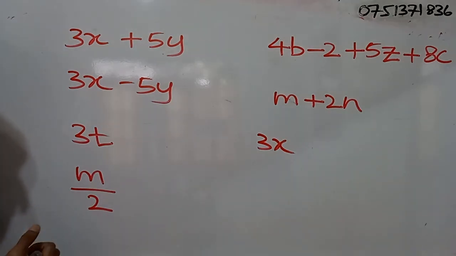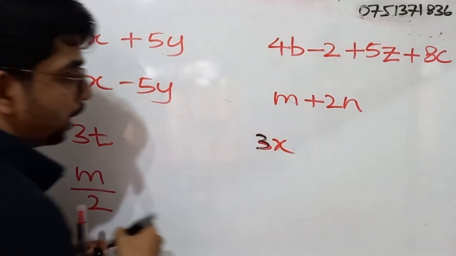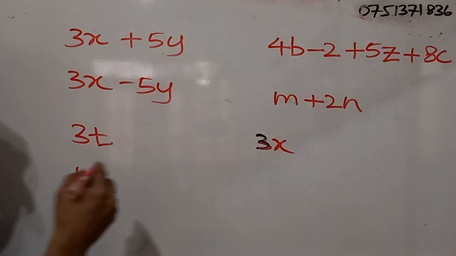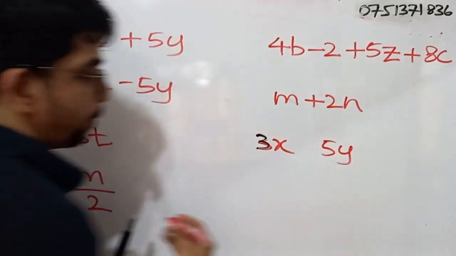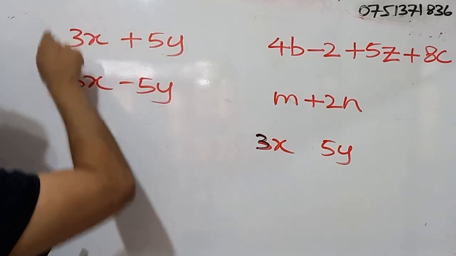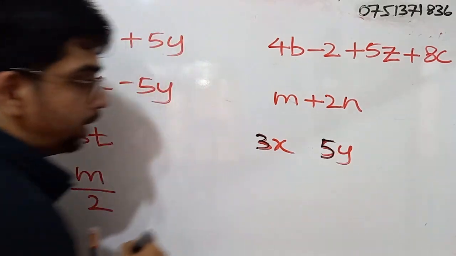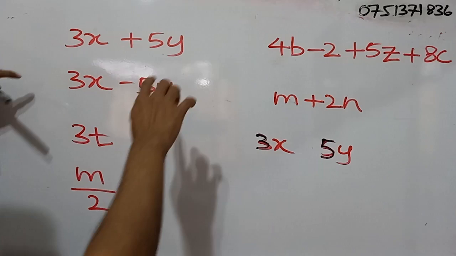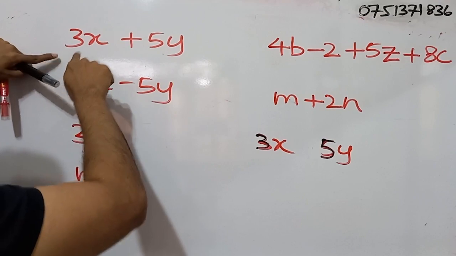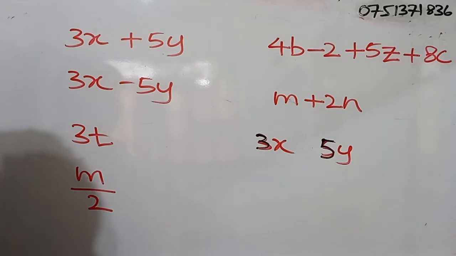So when we think about that term, 3 is the coefficient of x. So we will go to the next term, which is 5y. It is the second term of this algebraic expression, right? So 5 is the coefficient of y. And we know that this algebraic expression is created by adding these two terms, 3x and 5y.